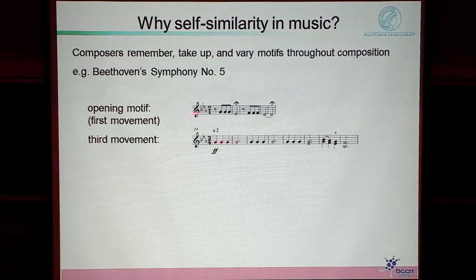Well, one reason is composers remember their motives, and they take them up and vary them throughout the composition. If you listen at Beethoven's Symphony No. 5, it's full of these repetitions. So there is the opening motive that everybody knows, of course. Let me play it to you.